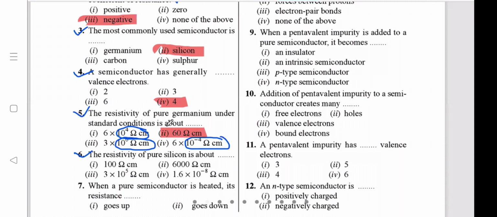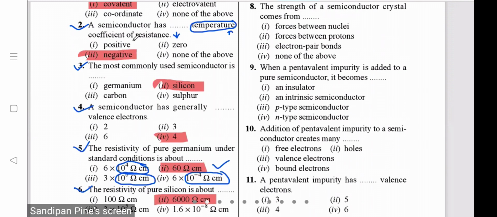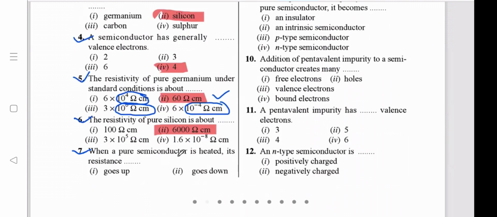Remember, the resistivity of pure germanium is around 60 ohm-cm, it's 58 point something. The resistivity of pure silicon is about 6000 ohm-cm. It's around 100 times that of germanium. Next question: when a pure semiconductor is heated, just now I have told you, it goes down. Semiconductor has negative temperature coefficient. So temperature बढ़ाएंगे तो ये घटेगा. So when a pure semiconductor is heated, its resistance will go down.